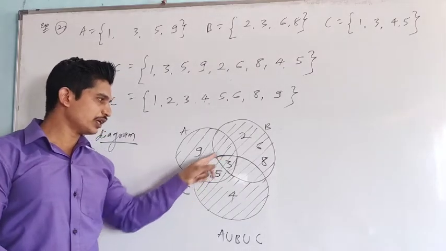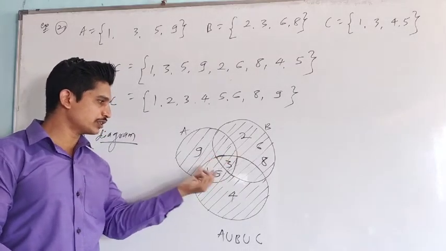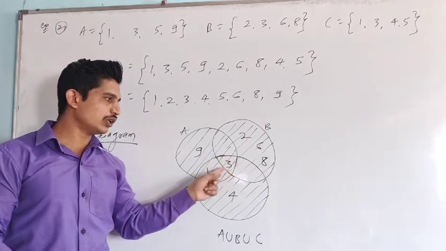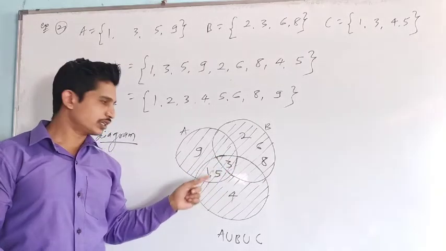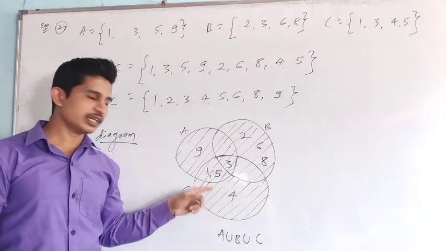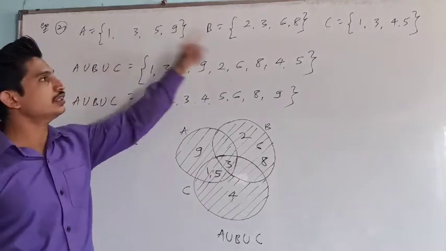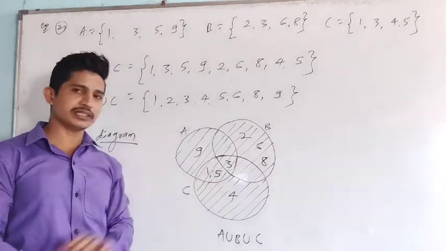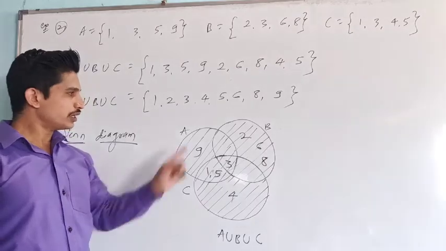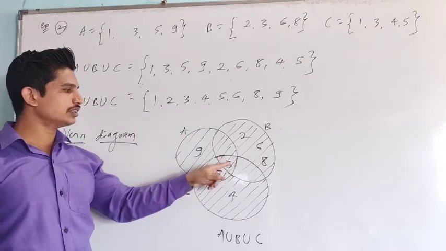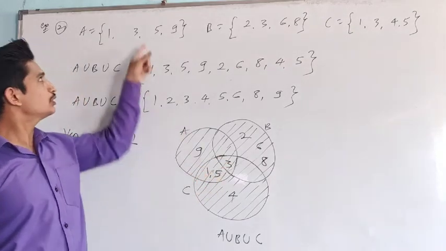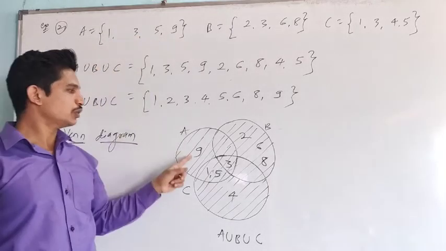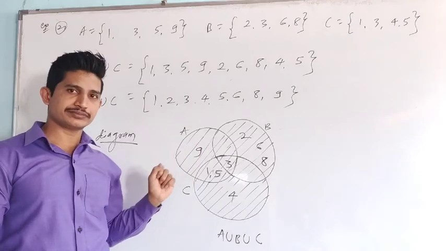Now this is the place for all the sets common. All 3 sets common will come here. This is the common for A and C. So 1 is also common between A and C, and 5 is also common between A and C. So 1 and 5 will come here. Now in this set A, 3 is here, 5 is here, 1 is here. So 3 is over, 5 is over, 1 is over. What is left? 9. Only 9 will come in A.